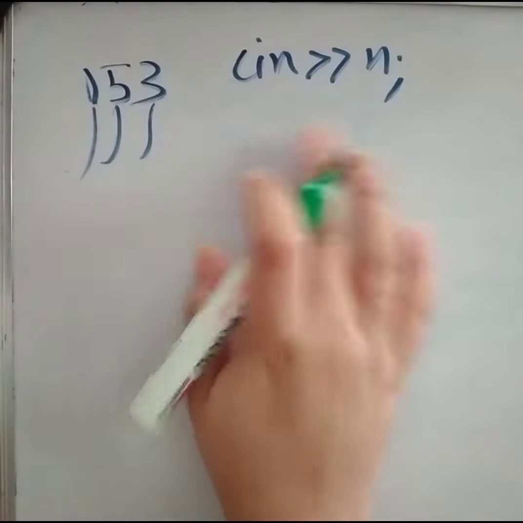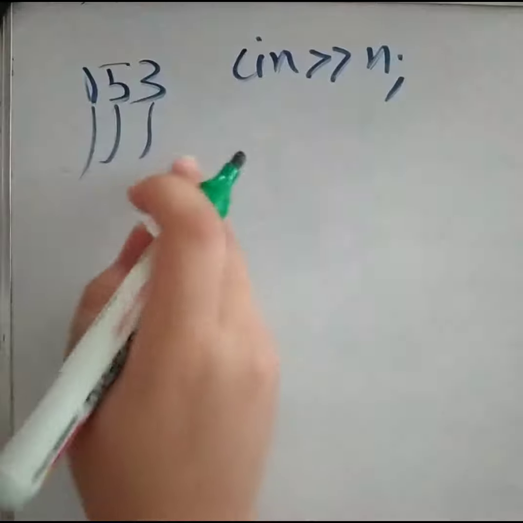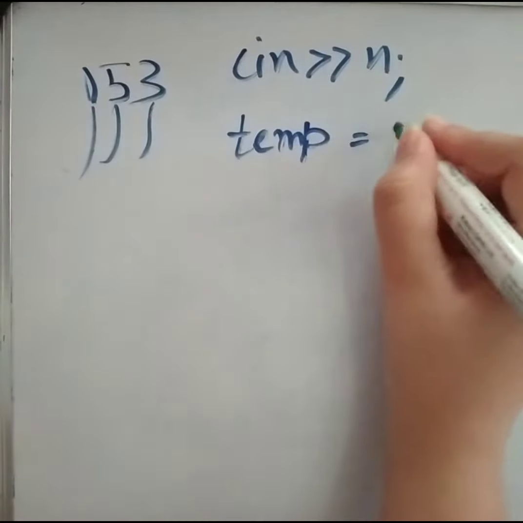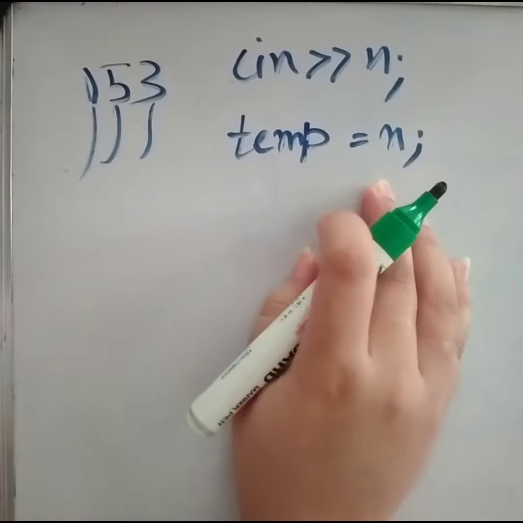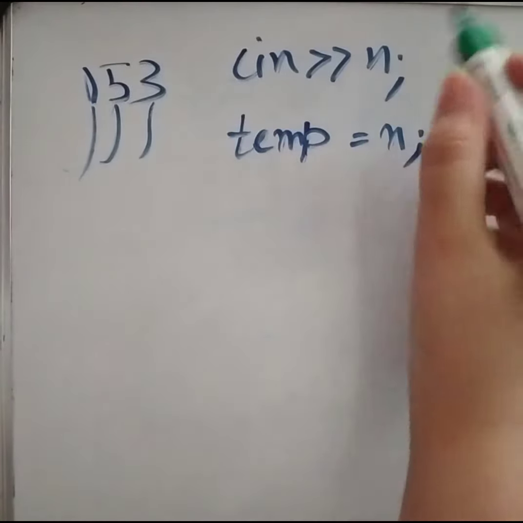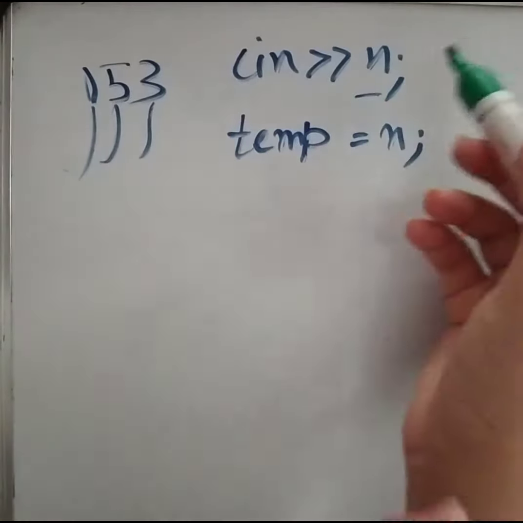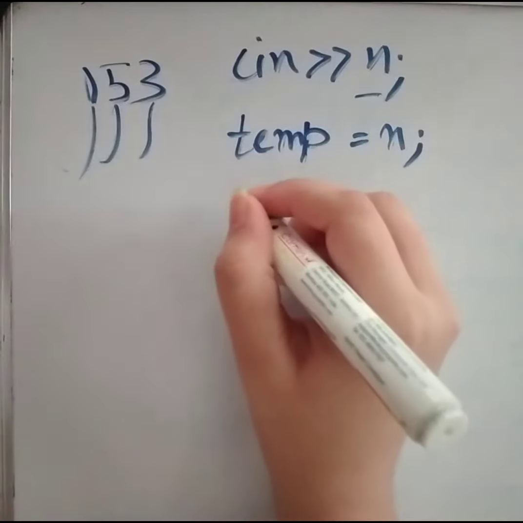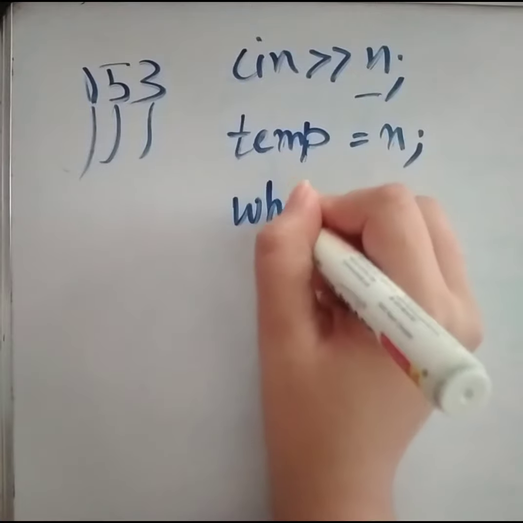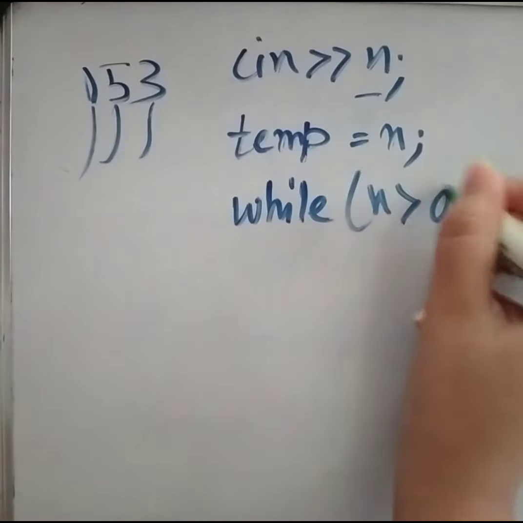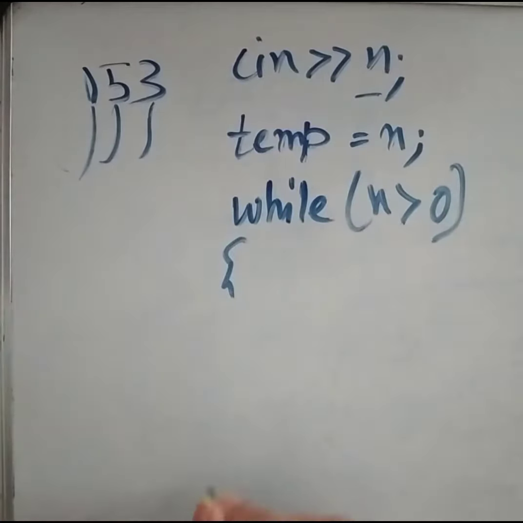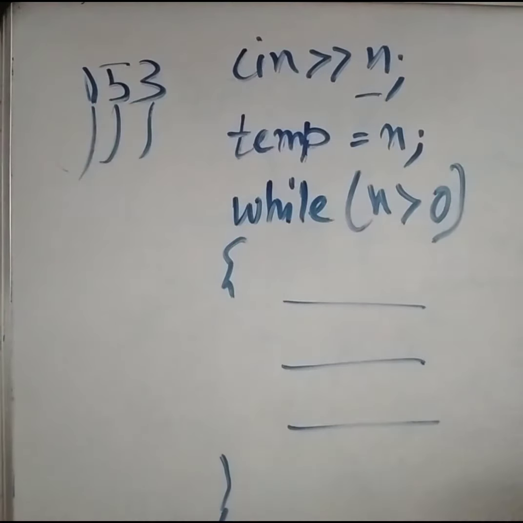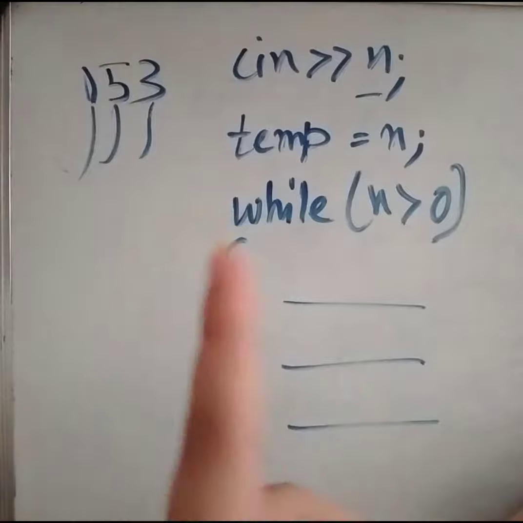After we get the number, we'll store it in a separate temporary variable, let's say temp, because we'll do some processing on this number and we might lose it for later. So let's start a loop: while n is greater than 0, we'll do some work. Inside this loop we need three important steps for the Armstrong number, which you need to keep in mind.